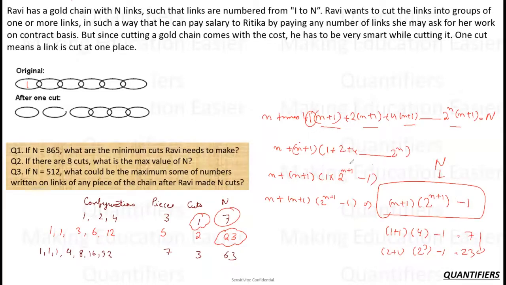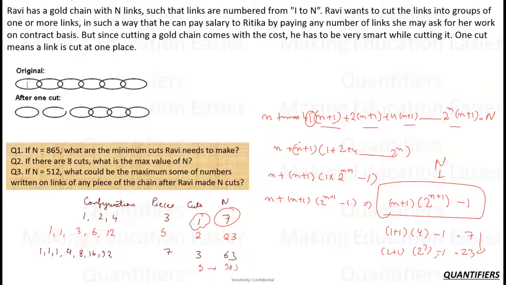Now whatever number I need to make, if n is equal to 865, what are the minimum cuts we need to make? I need to hit and trial and put n in such a way that it covers my value 865, right? So that can be easily done with the hit and trial. If I put 5 plus 1, 6, 6 into 2 power 5 plus 1, 64 minus 1, that would be 383. So for n is equal to 5, the value that I am getting is 383.